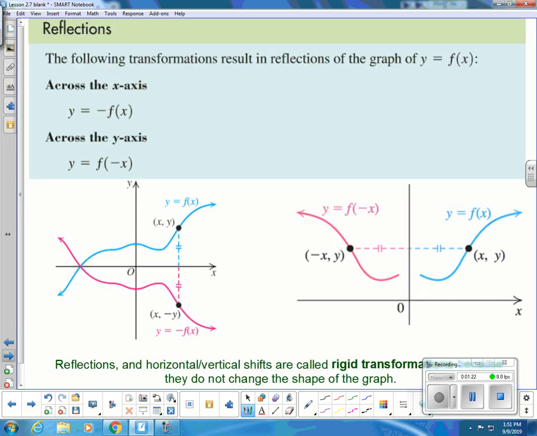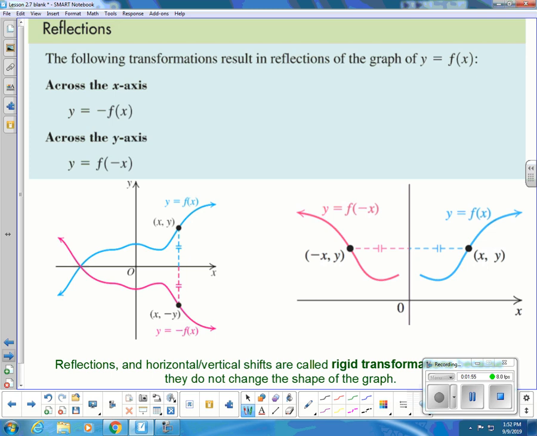Reflections. Again, if it's happening out here, not inside, it's a vertical thing. So if I'm reflecting points vertically, which axis am I reflecting over? The x. If I'm reflecting horizontally, I'm reflecting across the y. Yes? So you've got to think about it. A negative outside means I'm reflecting vertically across the x-axis. A negative inside, reflecting horizontally across the y-axis.